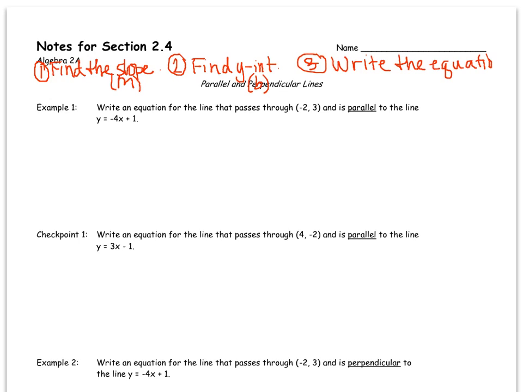And then third, write your equation. And we write it by plugging in our y equals m, plug in our m, x plus b, plug in our b. So I like to do these using those 3 simple steps, so I'm always going to write 1, 2, 3 on each problem.